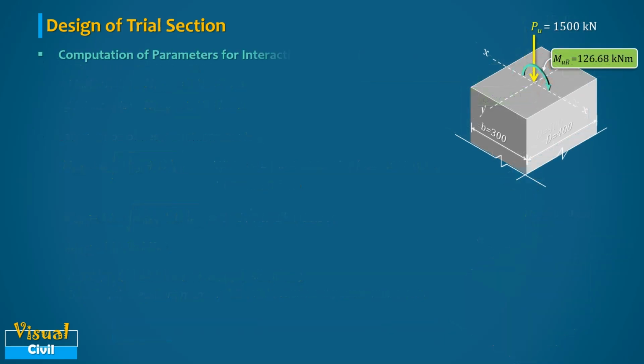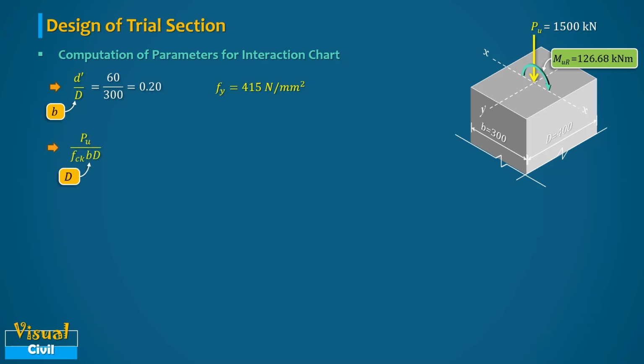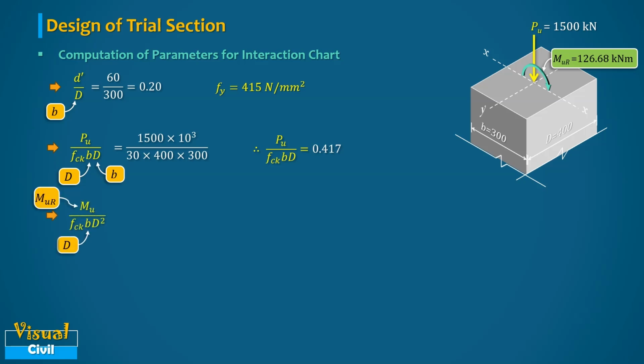So, let us get the parameters required for percentage steel computation from the interaction chart. As the resultant moment is acting about the minor axis, the depth D in d dash by D is equal to the width of the column, that is b. After putting values and solving, we get d dash by D equal to 0.20. Pu by fck b D is equal to 0.417 and the value of Mu by fck b D square is 0.117.